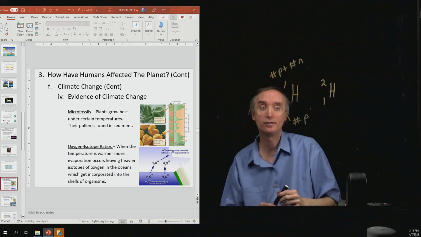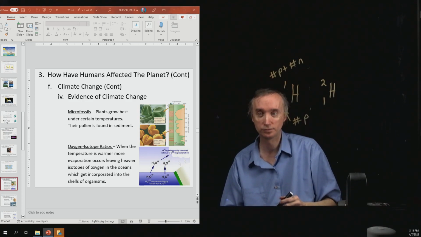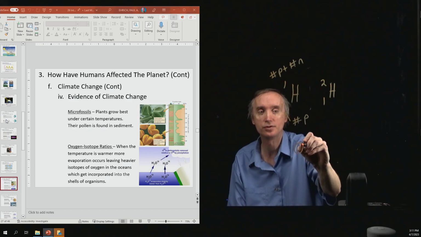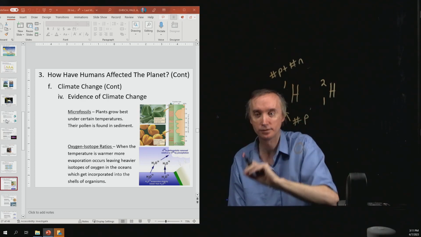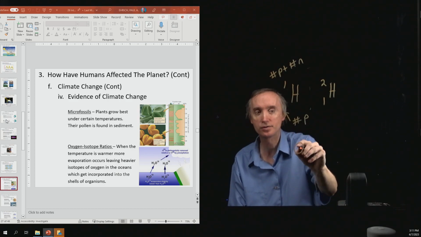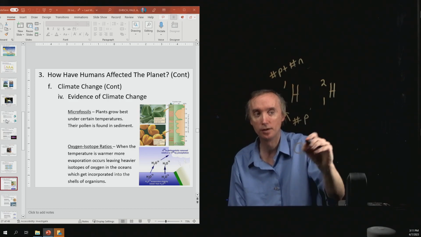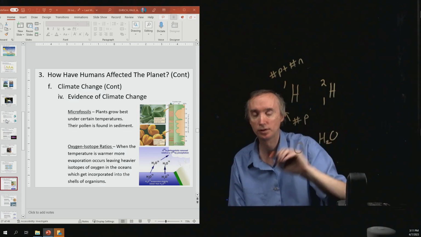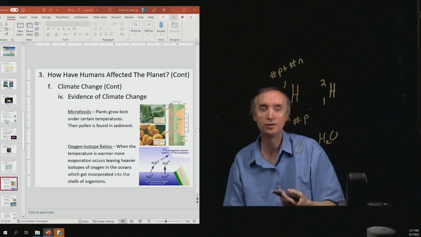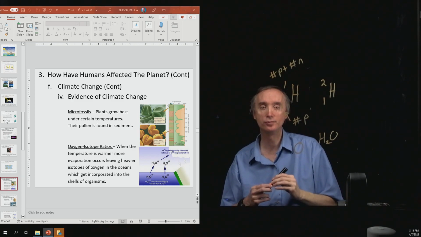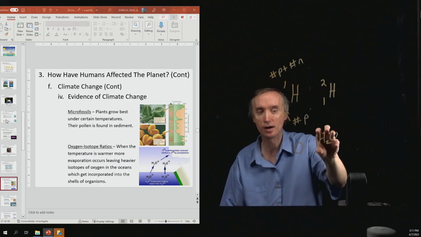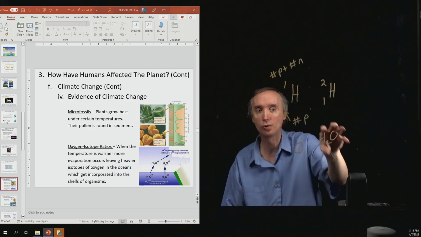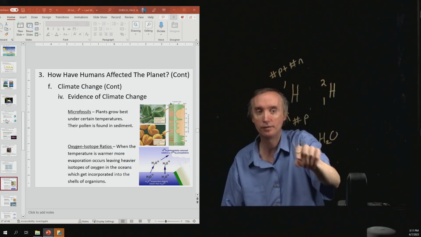So you can also have isotopes of oxygen. So you could have oxygen, and you could have heavy oxygen, and then you could have light oxygen. And that oxygen could be incorporated into water because water is H2O. So you could have heavier water and you can have lighter water. Now let's assume that it gets hot. So the hotter the climate gets, the more the oceans evaporate. So that would mean that the lighter isotopes of water would be more likely to evaporate than the heavier ones.